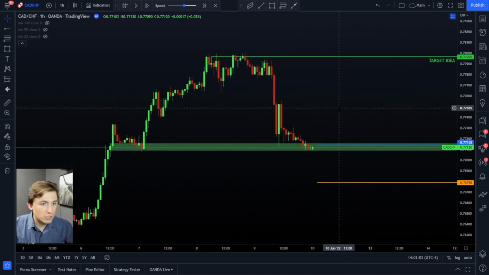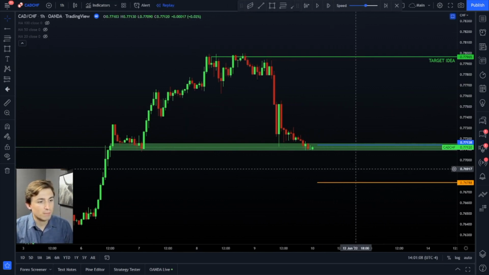Here's a trade that I am actually in right now. And what you'll see here is that I've got the replay function going. Let me show you something. This is my entry.